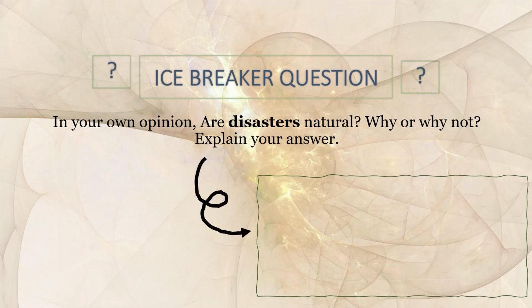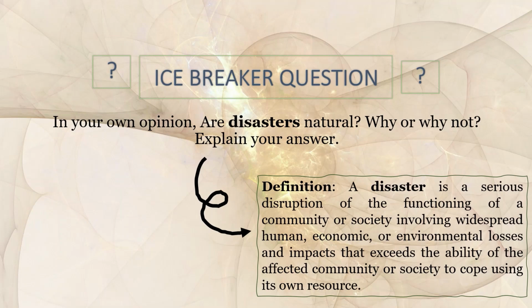So again, our definition for a disaster is: a disaster is a serious disruption of the functioning of a community or society involving widespread human, economic, or environmental losses and impacts that exceeds the ability of the affected community or society to cope using its own resources. So in short, a disaster is a sudden, calamitous occurrence that causes great harm, injury, destruction, and devastation to life and property.